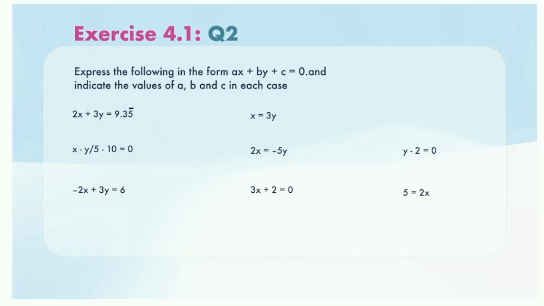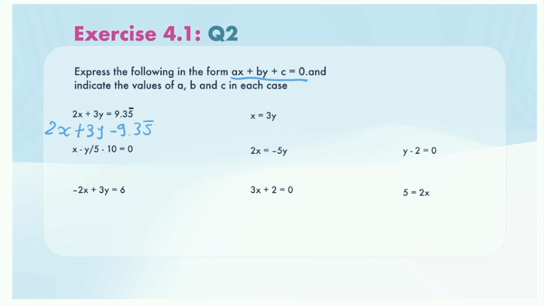Now question 2: express the following in the form ax plus by plus c equal to 0 and indicate the values of a, b and c in each case. That means I have to convert all of these to standard form and find the values of a, b and c. Very easy, right? First is 2x plus 3y equal to 9.35 bar. Now this is my standard form, all the terms on one side and 0 on the other side. So 2x and 3y are already here. I just have to move this to the other side, so I can write it as 2x plus 3y minus 9.35 bar.